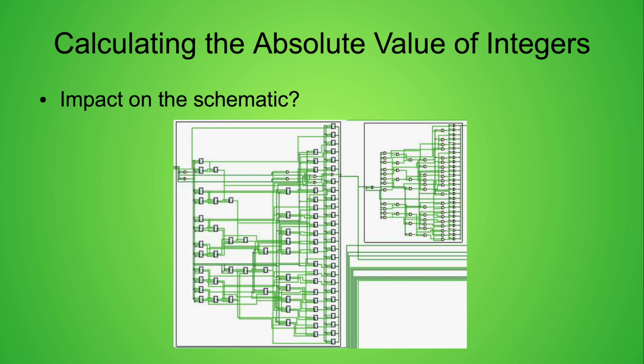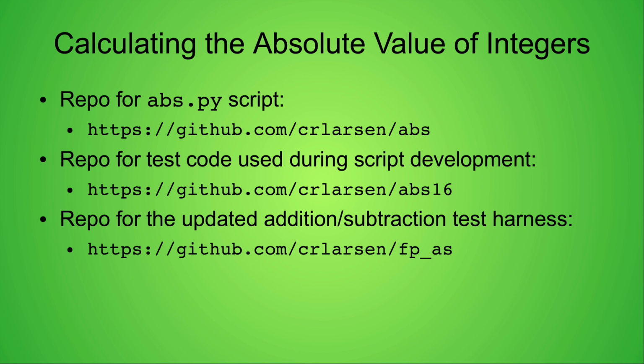This slide shows the locations of the GitHub repositories with the code changes presented in this video. The first repository is for the new abs.py script. The second is the Verilog code used to verify my code changes while creating the abs.py script. And the final repository is the updated version of the code used to test the floating point addition-subtraction circuit using the absolute value circuit generated by abs.py.